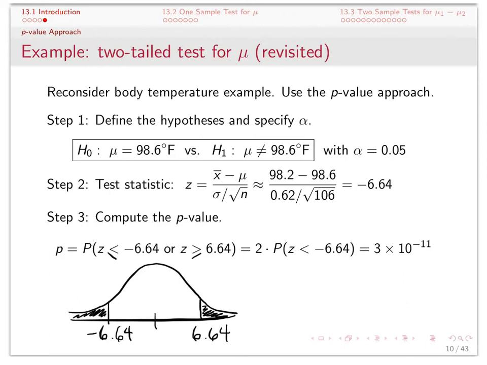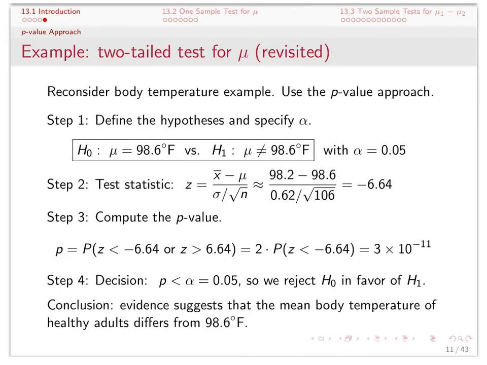If we use a computer to do this, we'll discover that that probability is equal to 3 times 10 to the negative 11. So now, when we go to make our decision, what we're going to do is compare our p-value with alpha. If our p-value is less than alpha, then we'll reject the null hypothesis in favor of the alternative. So here, our p-value of 3 times 10 to the negative 11 is significantly less than 0.05, which is our alpha. So this gives us strong evidence in favor of the alternative hypothesis. So our conclusion is that there's strong evidence to suggest that the mean body temperature of healthy adults differs from 98.6 degrees Fahrenheit.